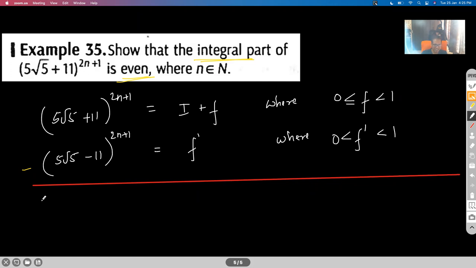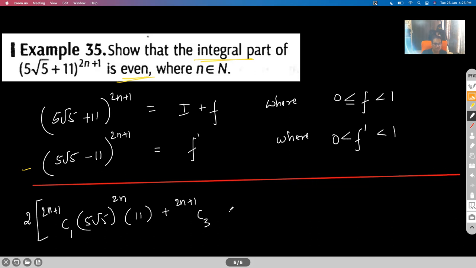So if you remove it, please understand which terms will get doubled up. The first term will get cancelled. The second term will double up. And what is the second term? 2n plus 1 c 1, 5 root 5 to the power 2n into 11. Then the fourth term will double up, which is 2n plus 1 c 3, 5 root 5 to the power of 2n minus 2 into 11 to the power of 3.